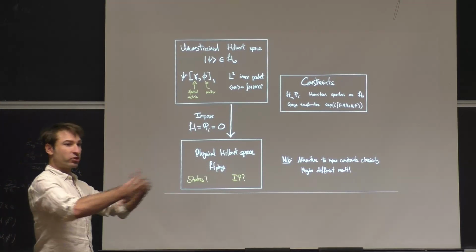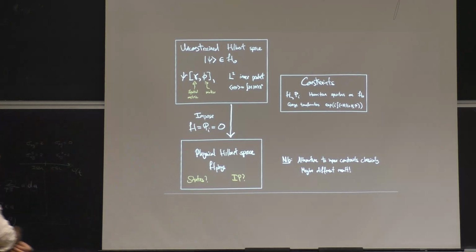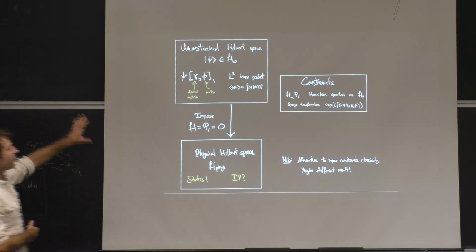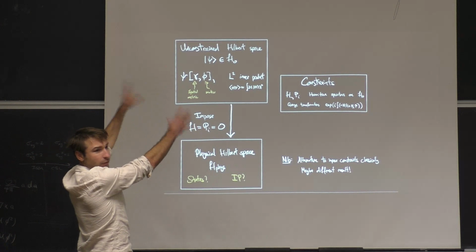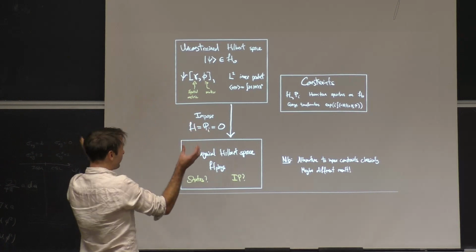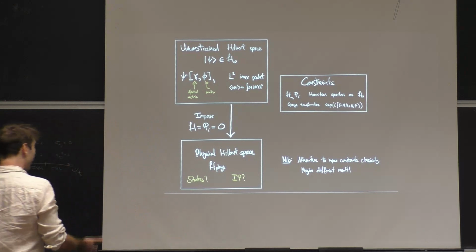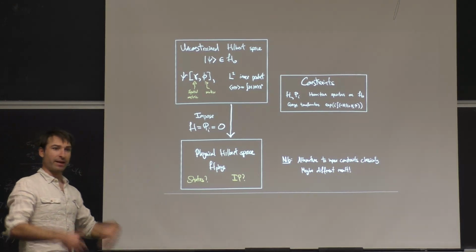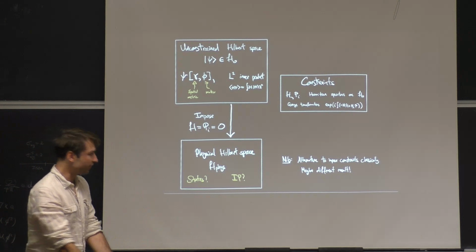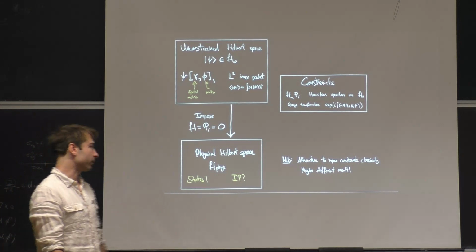And these constraints generate gauge transformations. And so what we'd like to do is we take these two ingredients that are given to us from somewhere, and we want to impose the constraint, set it to zero, and get some physical Hilbert space. We've got to decide how are we going to define what the physical states are, or how are we going to work out what the inner product is.